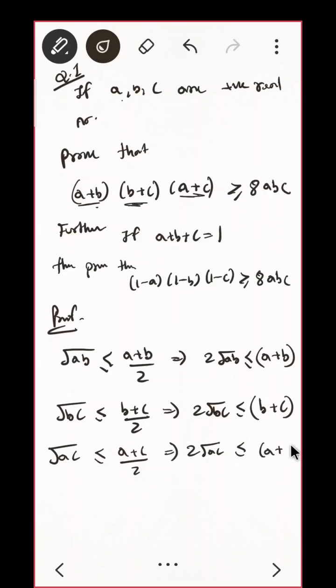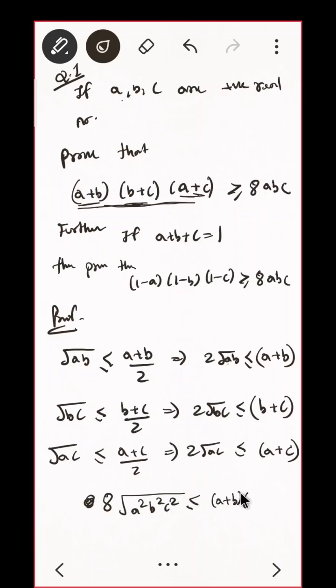What next? Adding or multiplying? Multiplying, no? If you multiply, this side will still be less than or equal. It will be 2 cube, that is 8, and this will be root of a square, b square, c square, that is less than or equal to (a plus b)(b plus c)(c plus a).